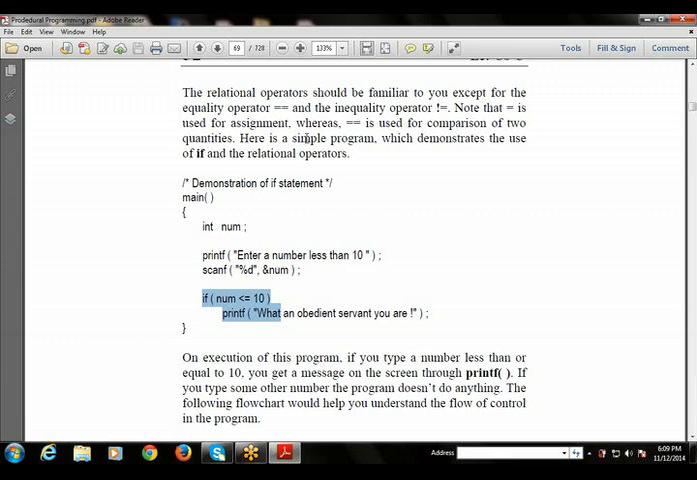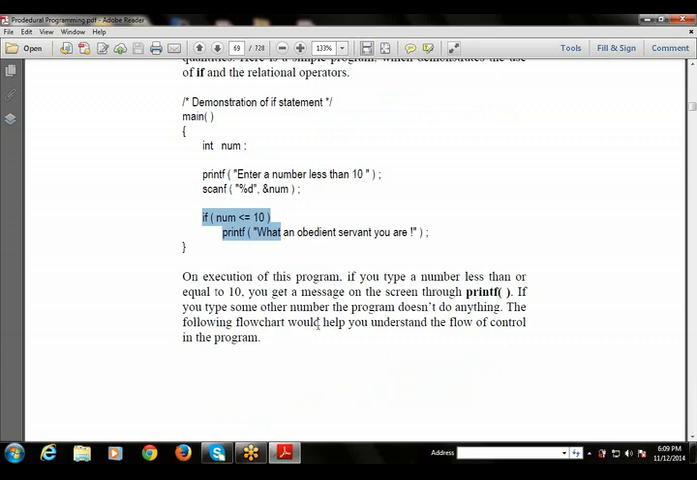So the if condition is used for checking the condition and displays the output based on the condition. On execution of this program, if you type a number less than or equal to 10, that is 10 or less than 10, then you get a message on the screen through the printf. If it is greater than 10, that is 11, 12 or beyond, then it does not give any output. If you type any other number except up to 10, the program does not do anything.